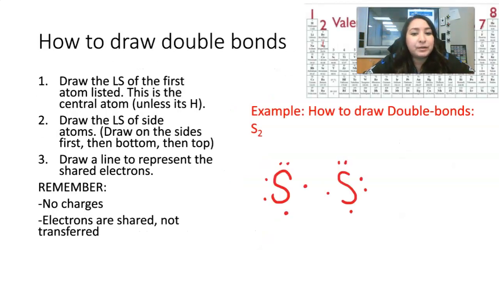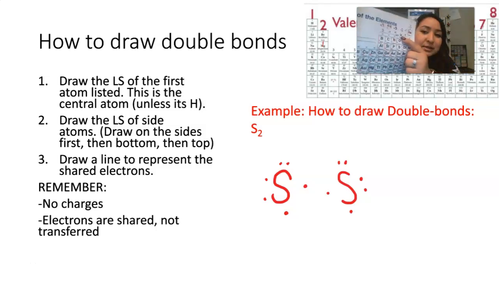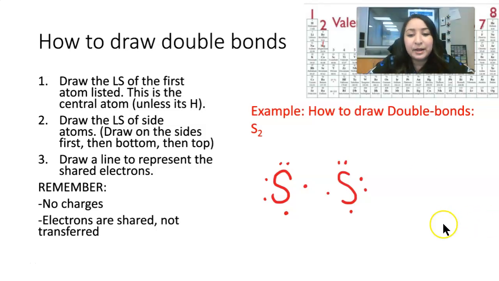Alright, now this one you don't have to draw on, but it's how to draw a double bond. We did go over this yesterday, except we used the example of oxygen. If you look for sulfur on your periodic table, sulfur also has 6 valence electrons. So that's why it has 6.